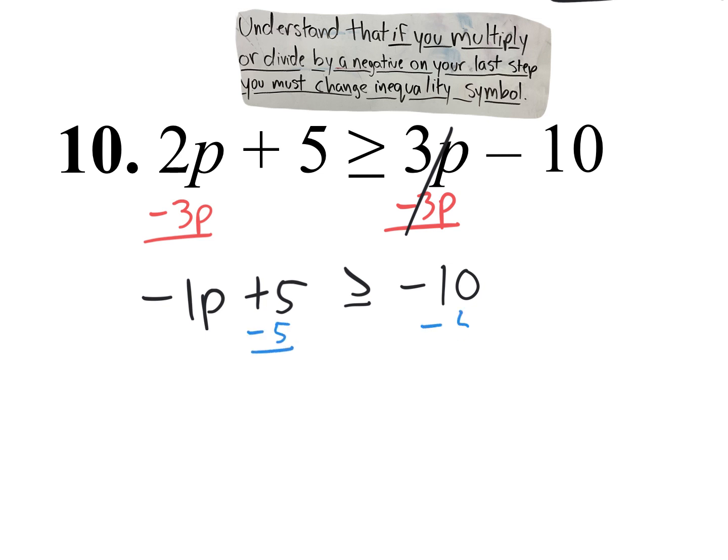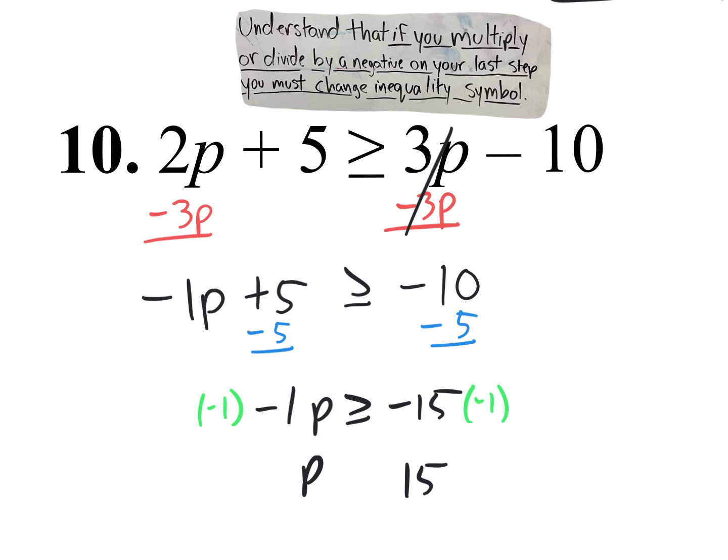And when you do to one side, you do to the other side, minus 5. We now have negative 1p is greater than or equal to negative 15. So you could say negative 1 times p, and then divide by negative 1, divide by negative 1. Or you could even just say, I'm going to multiply both sides by negative 1. And if you multiply both sides by negative 1, that'll make it a positive p, and that'll make it a positive 15. But again, on our notes, it says that if you multiply or divide by a negative on your last step, you have to change the inequality symbol.